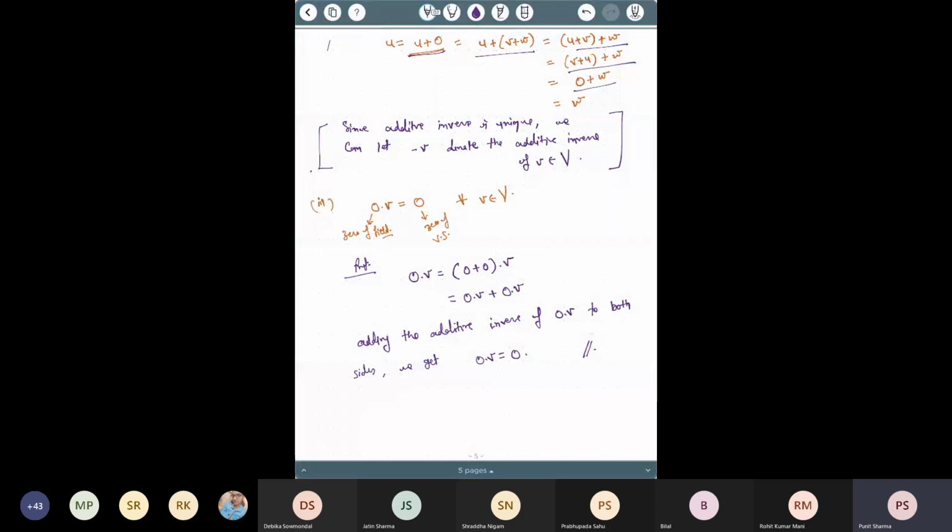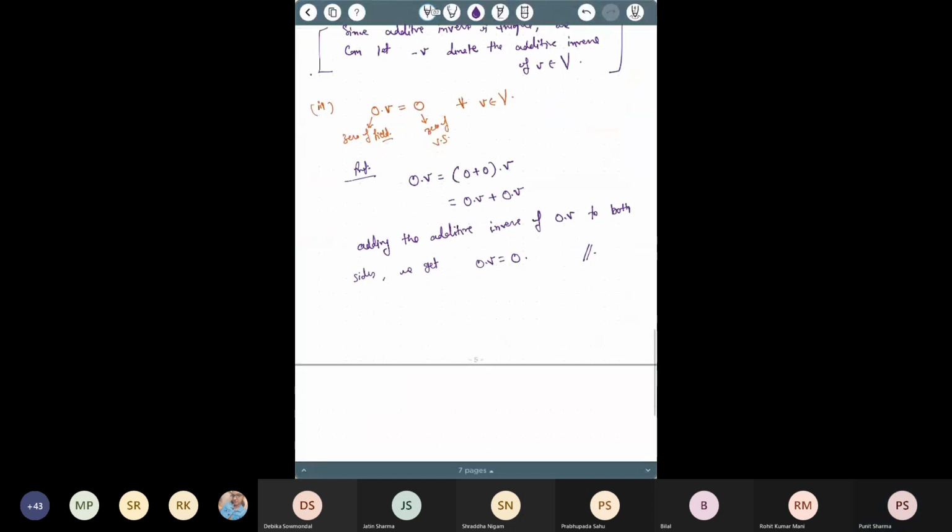Similarly, you can prove that if you multiply any scalar with the 0 vector of the vector space, then you get the 0 vector. This is also true for any alpha in F. The same way you can prove this also, exactly the same way. So this you can do yourself. You just write alpha dot 0 as alpha dot 0 plus 0, then use the distributive property again, and then you can get it.